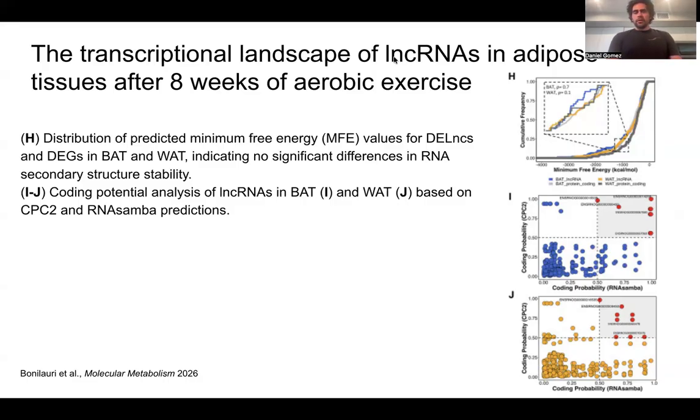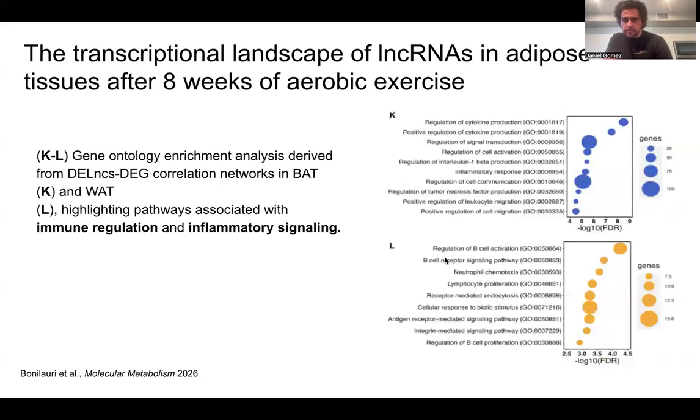So this is one way to measure RNA secondary structure stability, where the RNA begins to take form. We can measure the minimum free energy predicted values, and the distribution of that for each organ. So the coding potential analysis of lncRNAs in brown adipose and white adipose is based on the CPC2 and RNAsamba predictions. And we can see those here in blue and red and yellow and red too.